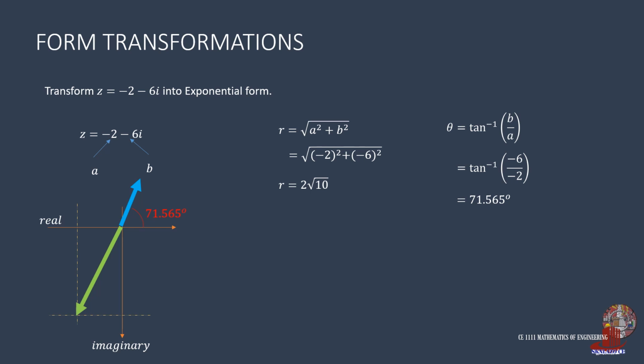This is also the opposite vector from what we are solving, so to make the argument coincide with the vector, add half a revolution or 180 degrees to have 251.565 degrees. This is converted into 4.3906 radians. Therefore, z in its exponential form is 2 root of 10 times e raised to i times 4.3906.